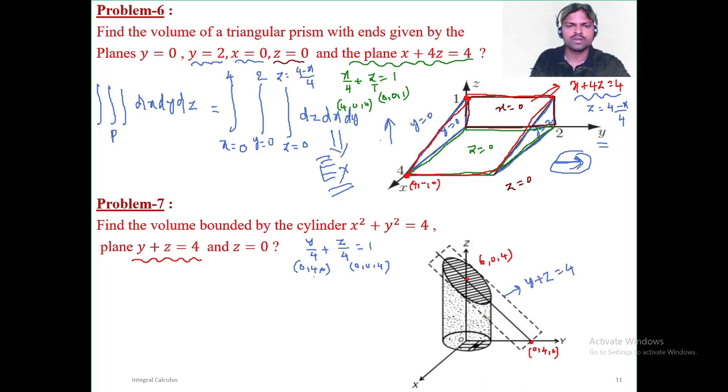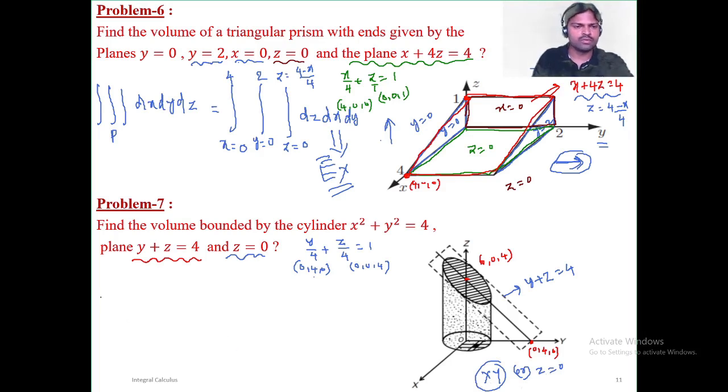And what is the cylinder? x square plus y square is equal to 4, having radius 2 units. And one more, z is 0. z is 0 means the xy plane, so we have to consider the region above the xy plane.